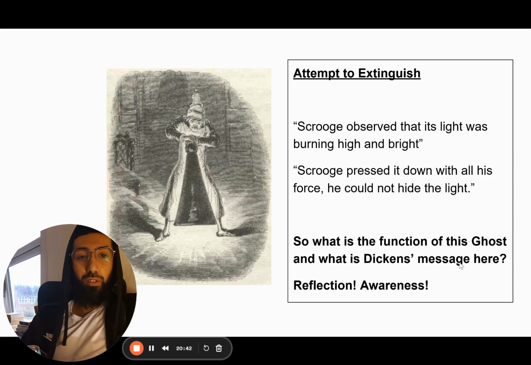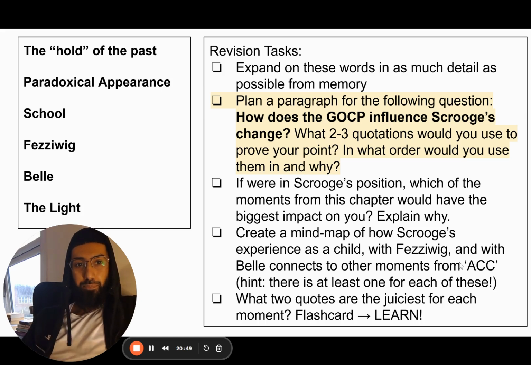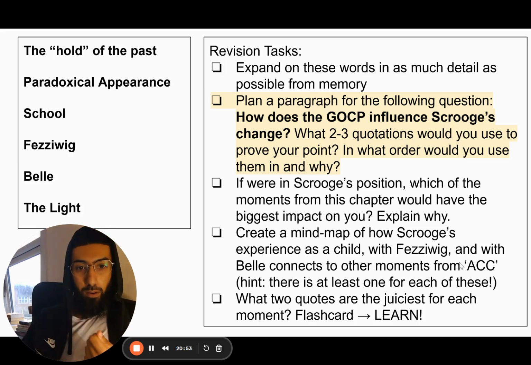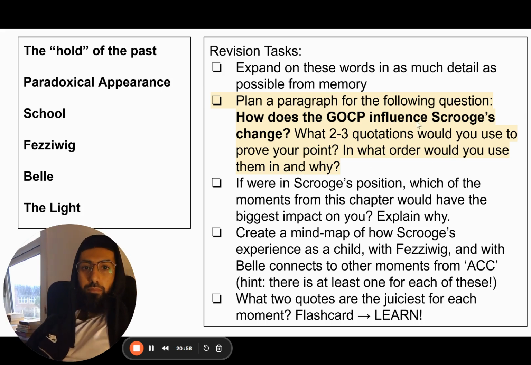And there's a reason this is the first ghost, because you first have to address your past in order to move forward. So what can you do now in your own time to learn this information even more effectively? And I've put some revision tasks here. So as always, reducing information is one of the primary ways to learn. So I've reduced it to the following headings or phrases: the whole of the past, paradoxical experience, school, Fezziwig, bell, the light.